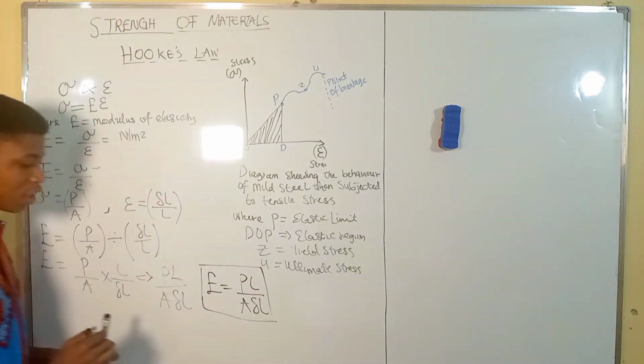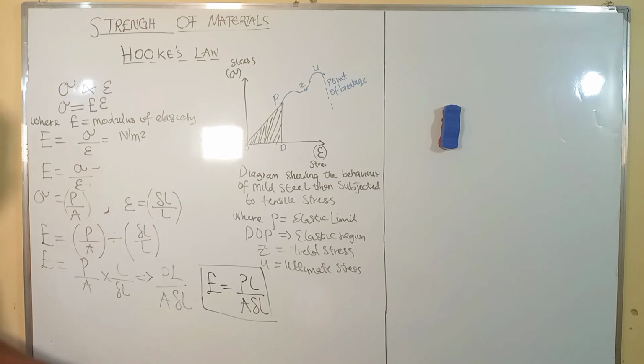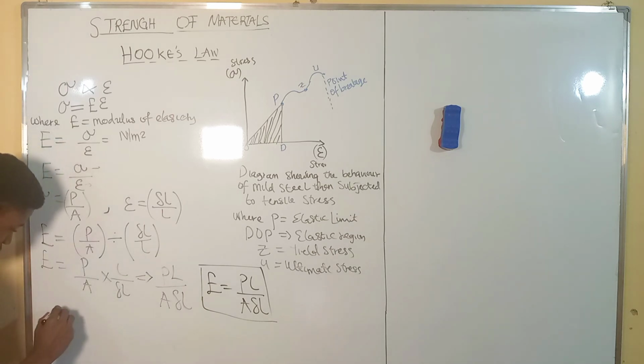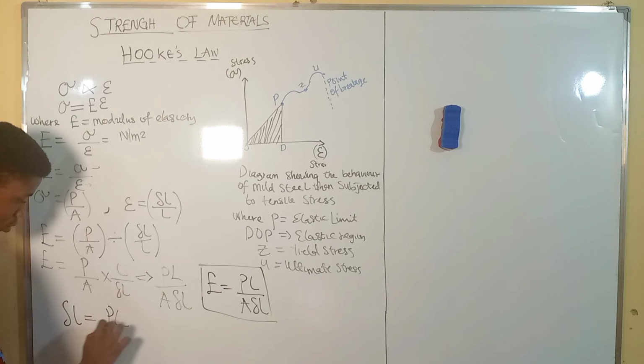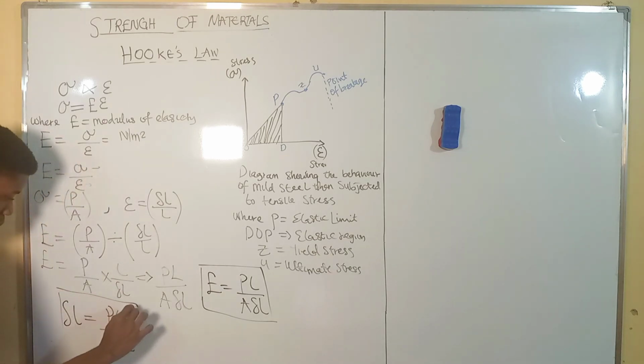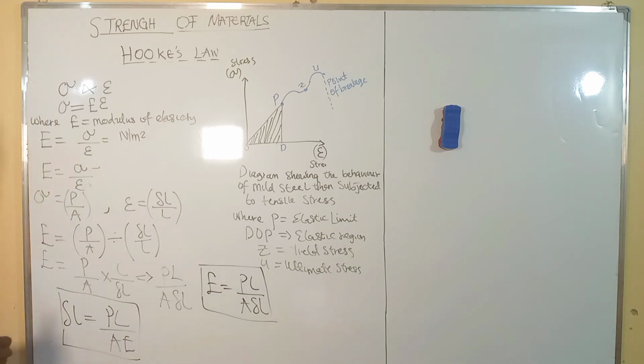Now, in relation to where they say you should calculate the deformation, we make deformation the subject of the formula, which says that deformation is equal to PL over A multiplied by E. So take note, this is the formula for deformation or elongation or extension of any material when subjected to stress and strain. So now we'll go on to strain energy.